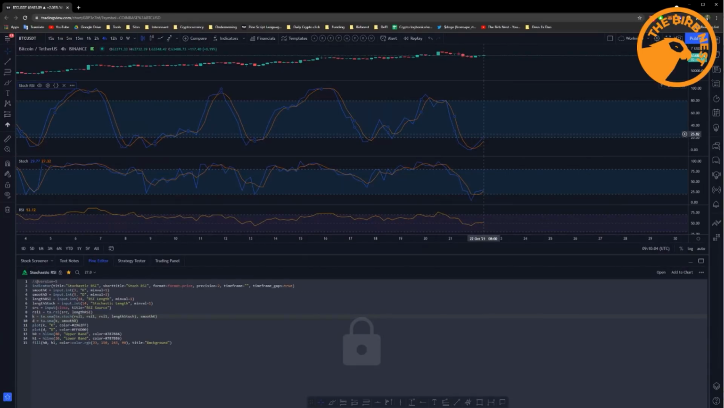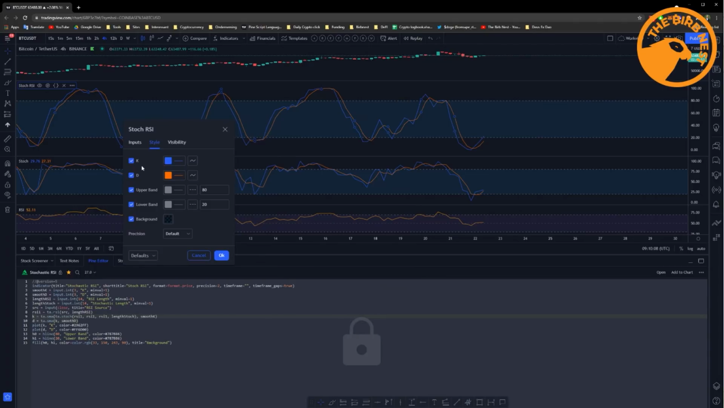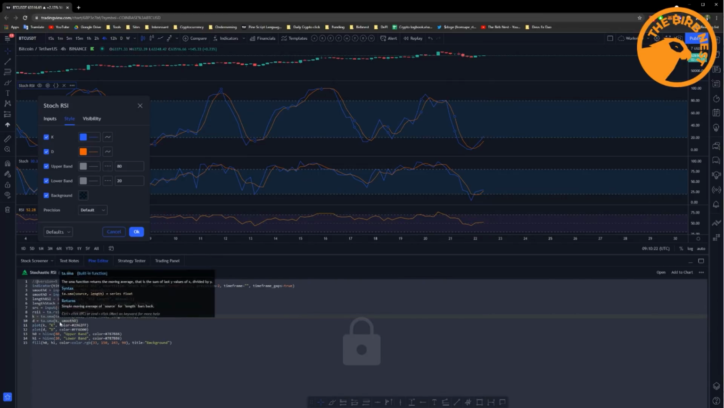And basically, over here in the menu, you can see that the blue line, K, is the signal line, and D is the lagging line. What does the calculation do? Basically, the K, so the blue line, is a moving average of a stochastic indicator of the RSI.